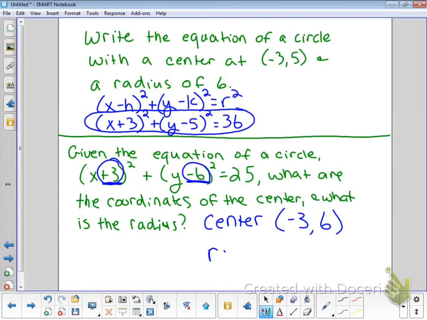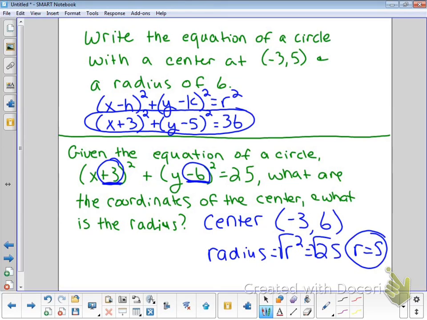The radius, we know that it's r squared, and we know that r squared is equal to 25. So take the square root, r is equal to 5. So those are the types of questions you might see with circles and graphs. So go complete the questions and make sure you submit them on Google Classroom.